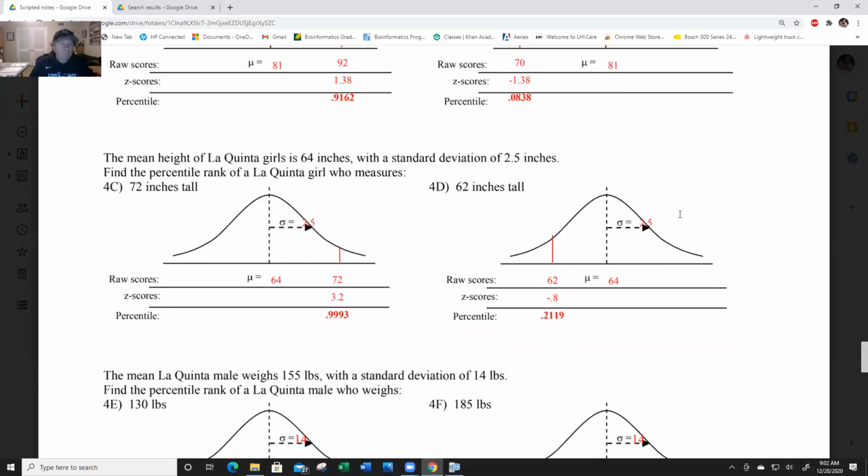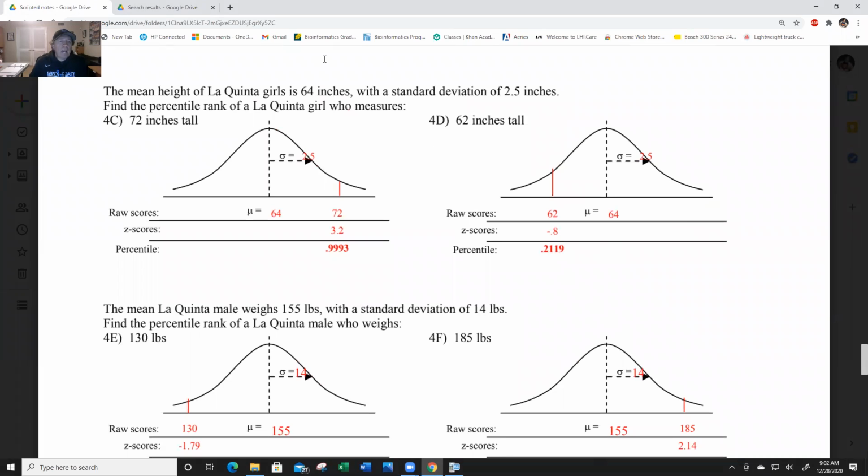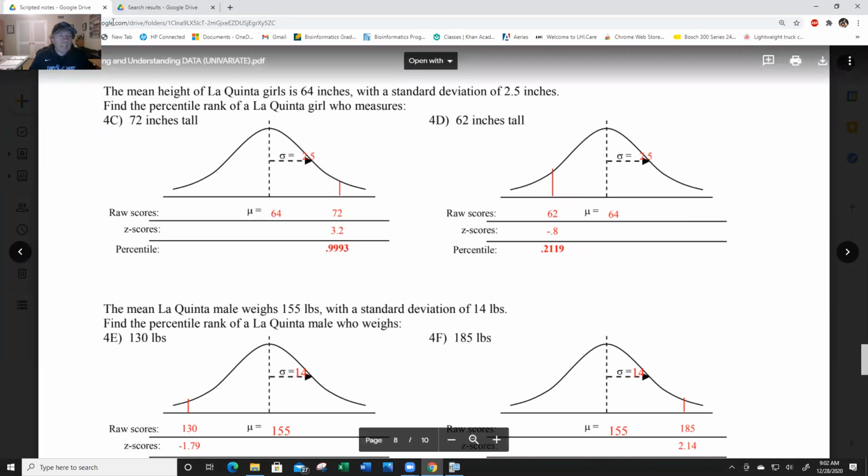All right. Next one. The mean height of an LQ girl is 64 inches. That's 5'4", okay, with a standard deviation of 2.5. That might be accurate, I don't know. Find the percentile rank of an LQ girl who measures 6 feet tall. Now, that's a pretty tall girl for our school, fairly tall. My daughter is 6 feet tall, and she's definitely in the 99th percentile. So let's check this out.